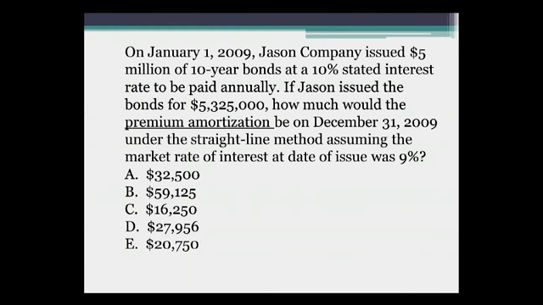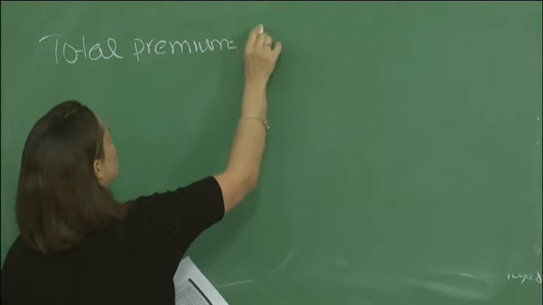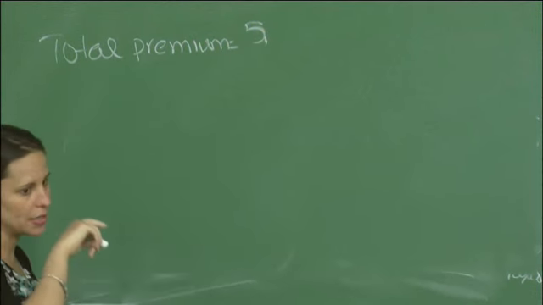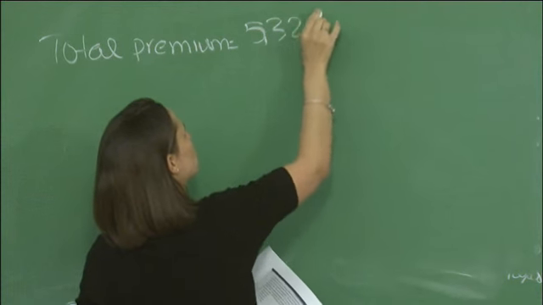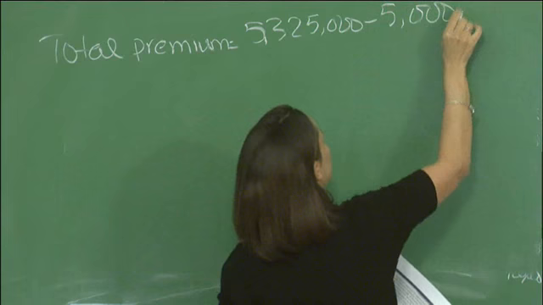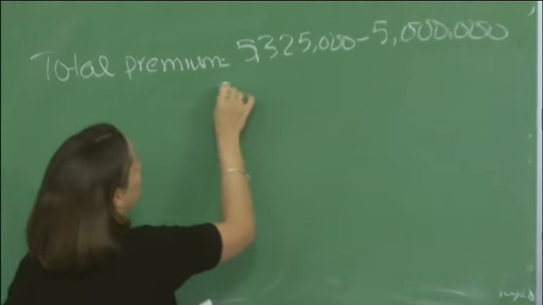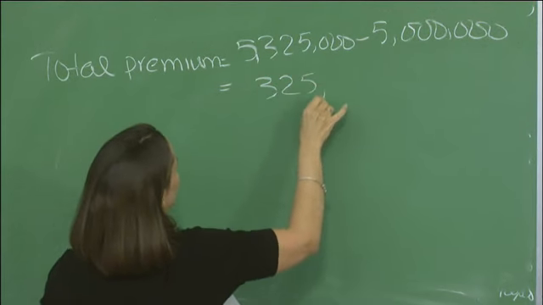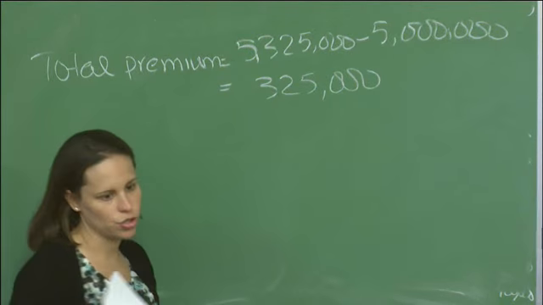So here, these are $5 million bonds that we're issuing for $5,325,000. So what is our total premium? Issue price of $5,325,000 minus the maturity value of $5 million. So total premium, $325,000.